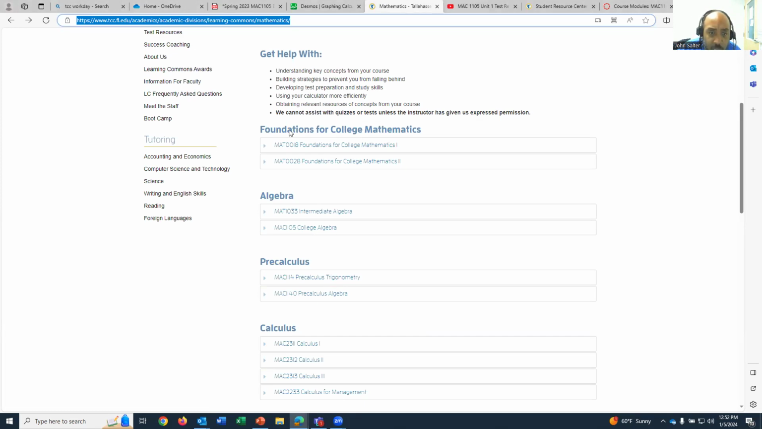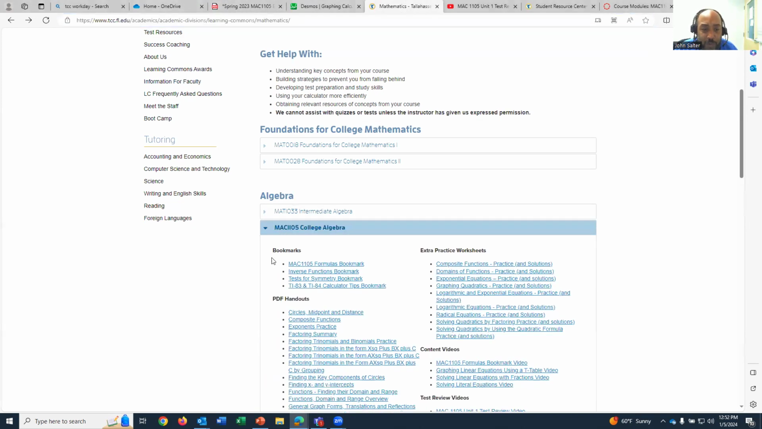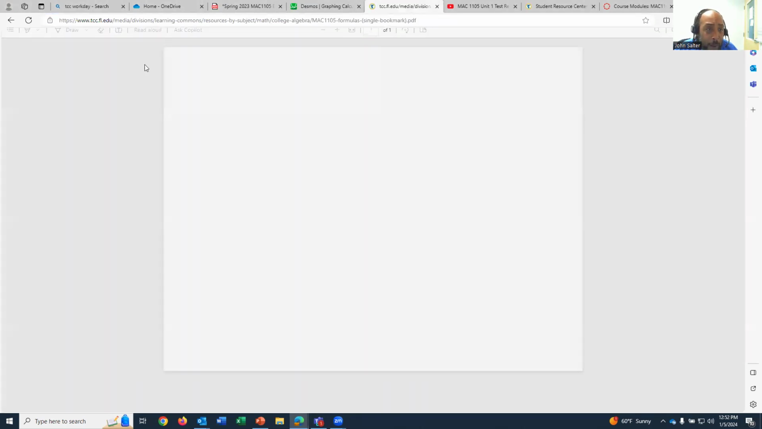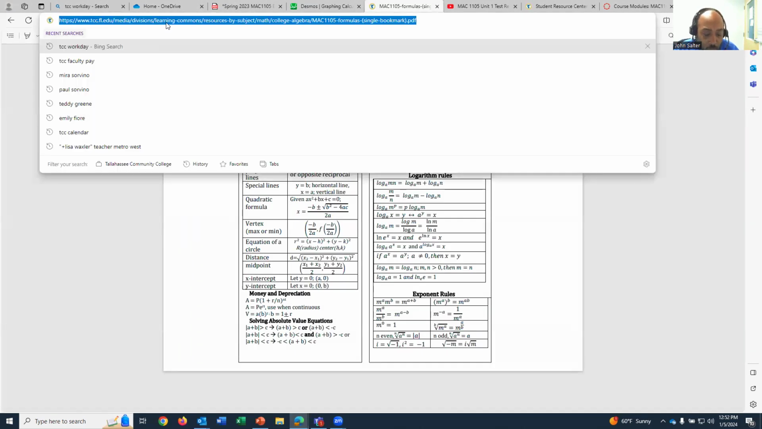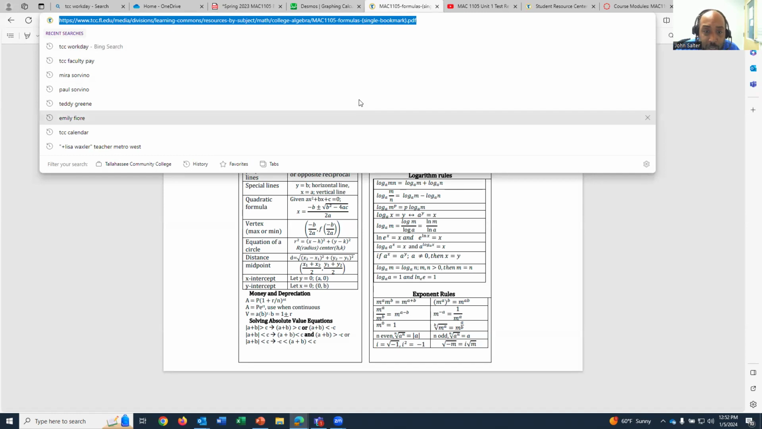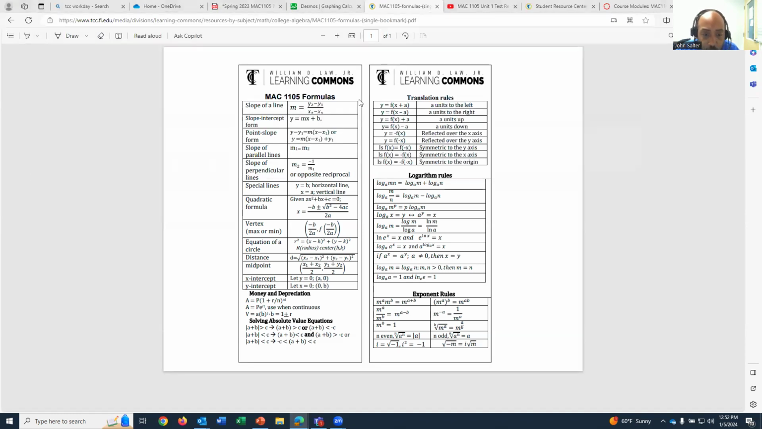Student resources. I'm going to put it in one more time just in case, because this boot camp is specifically for college algebra. And like I said, the very best resource we have, the one that more people get every year, the one that really does help the most, is the bookmark, the 1105 bookmark. I recommend you print this, star it, or have it as an open tab.